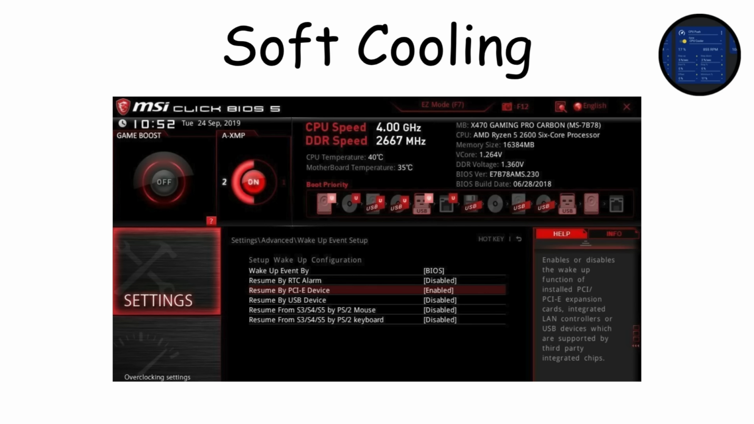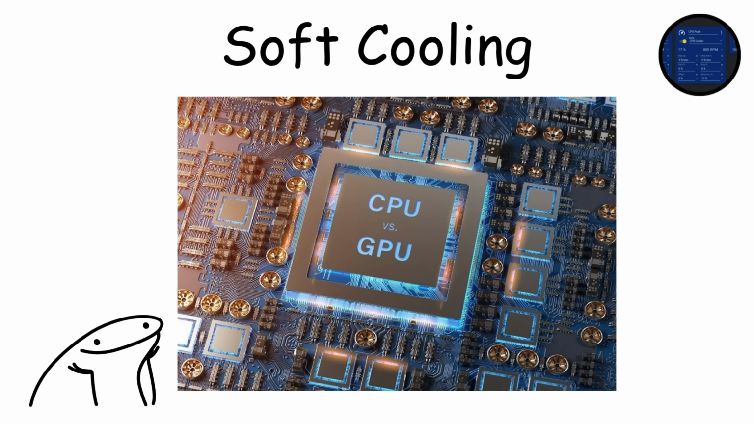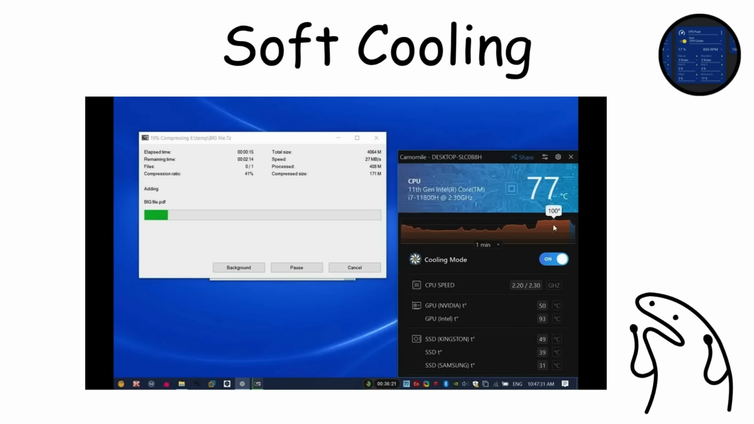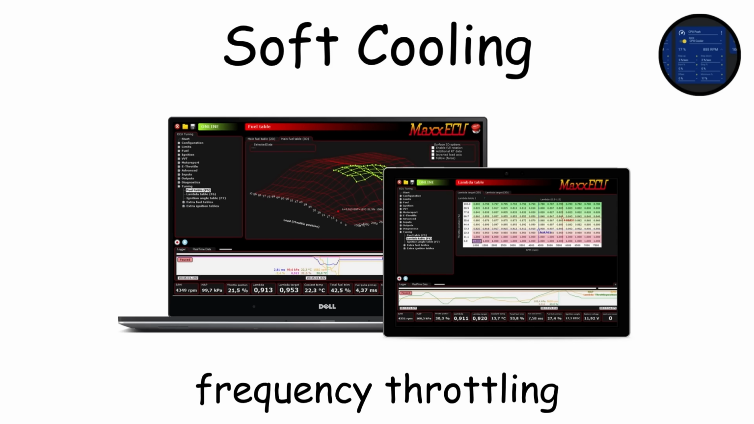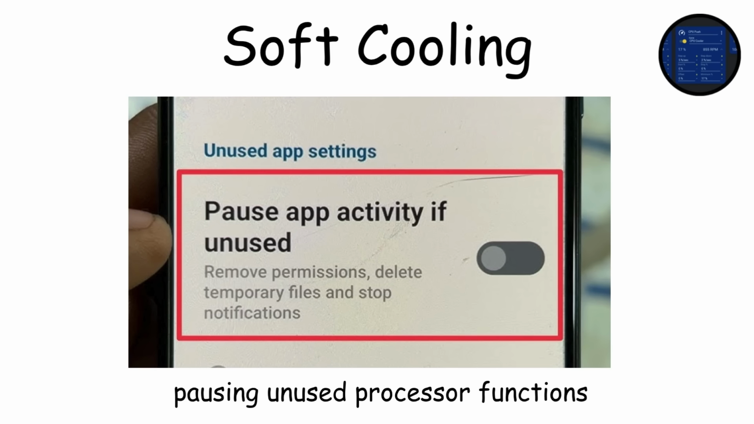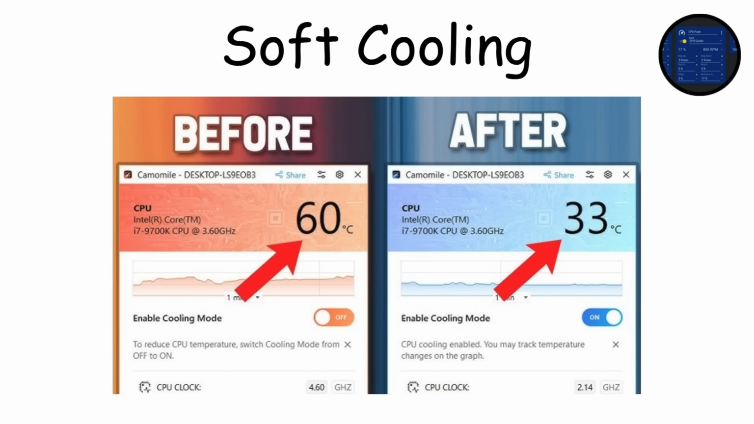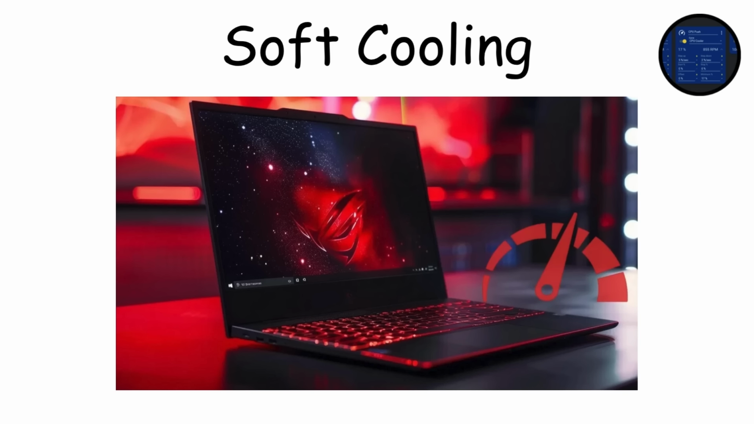Soft cooling. This reduces heat by controlling how much work the CPU or GPU performs. Instead of relying on hardware like fans or heatsinks, it uses software to scale back performance when full power isn't needed. This includes things like frequency throttling, idle states, or pausing unused processor functions, all of which lower power draw and heat output. It's built into most modern systems, especially laptops and mobile devices, where power efficiency is a priority. It helps maintain lower temperatures without adding noise or extra components.